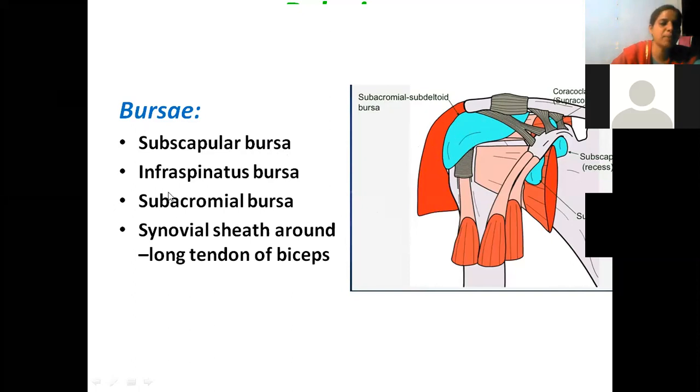Below the infraspinatus muscle, we have a bursa, the infraspinatus bursa. Below the acromion process, subacromial. The synovial sheath, which I already told you extends around the long tendon of biceps, is one of the extensions of the synovial membrane in order to give the lubrication.